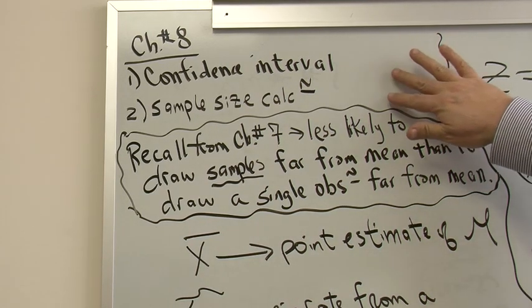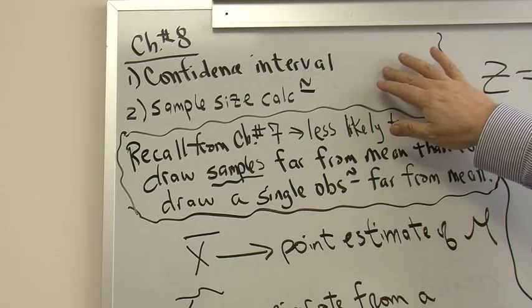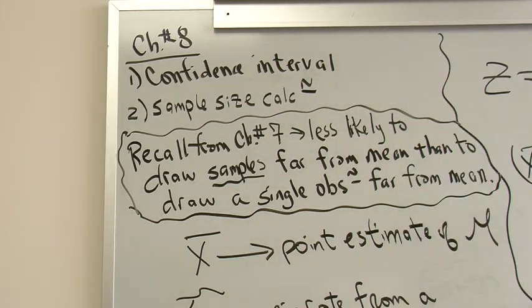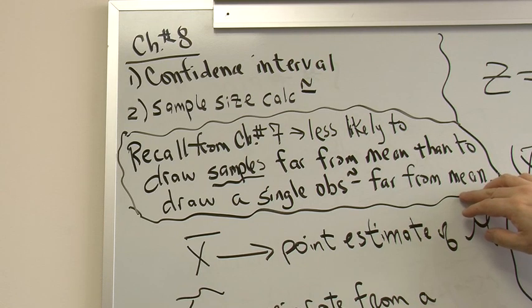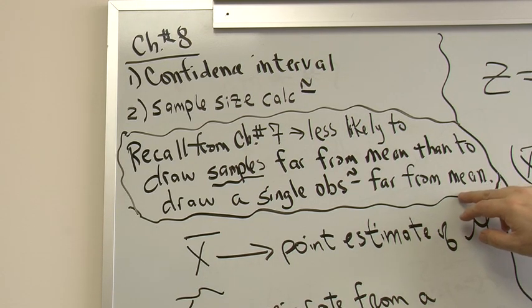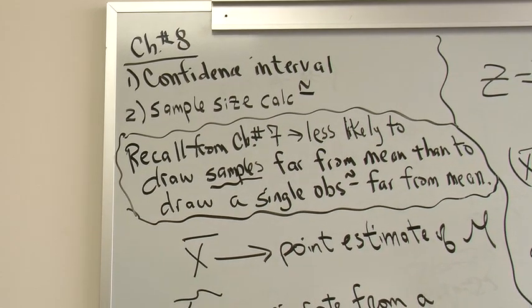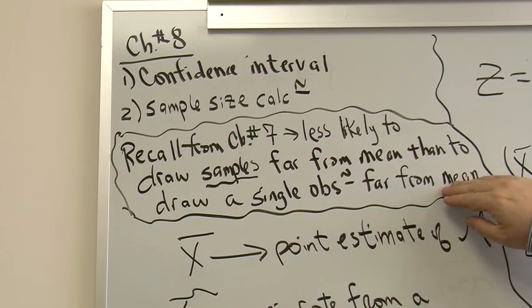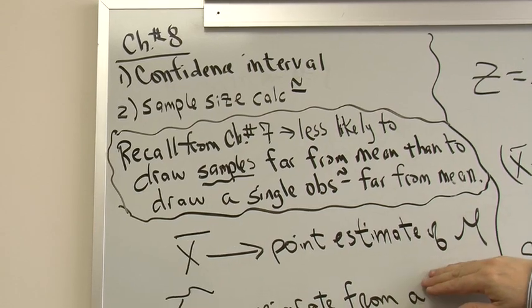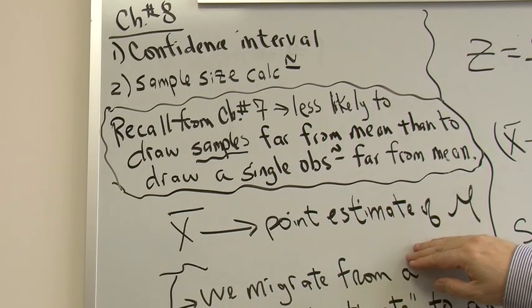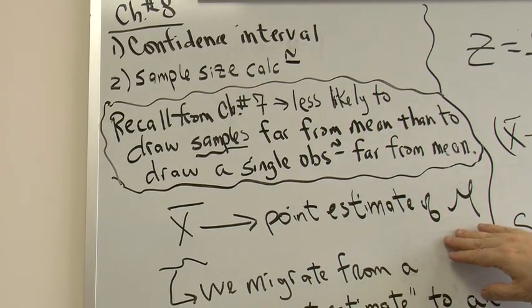Let me remind you that the two key takeaways for Chapter 8 is we're going to learn how to calculate and work with a confidence interval. We're also going to learn how to calculate the sample size. Now, coming off of Chapter 7, we learned that it's less likely to draw samples that have average values far from the mean rather than to draw a single observation that's far from the mean. So this is the key gain in Chapter 7 compared to Chapter 6. We also learned in Chapter 7 that x bar, the sample mean, is a point estimate of the population mu.